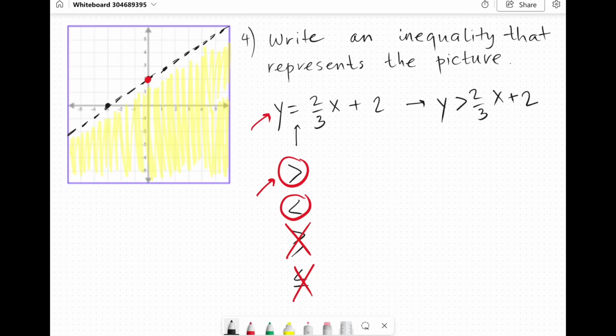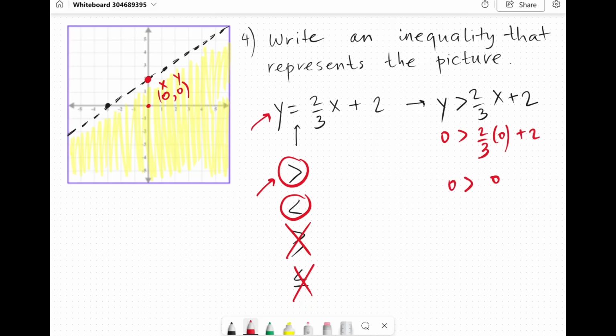I also know that the points that are in the yellow part of the picture are all true points, and they will satisfy the inequality. So what I will do is pick a point that is on the yellow side. Again, I really like this 0, 0, but you can pick whichever point. This is your x and this is your y. And I will replace the x and the y with 0 inside of the inequality and see if the point works for my inequality. So 0 is greater than 2/3 times 0 plus 2.